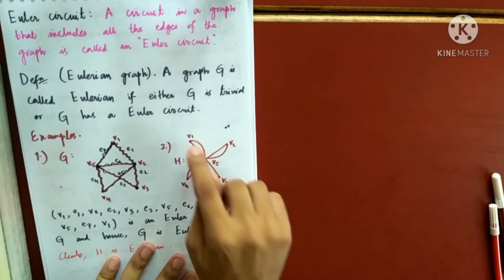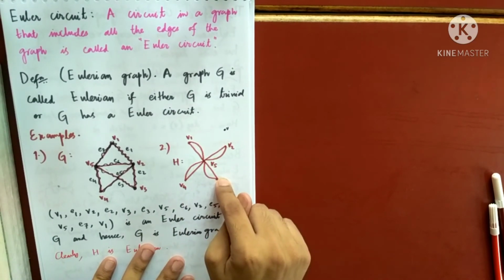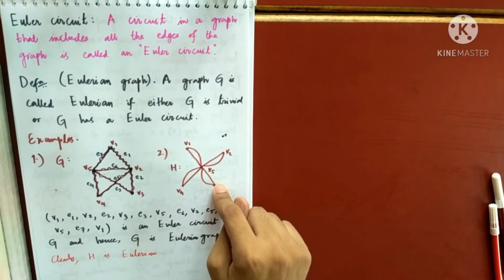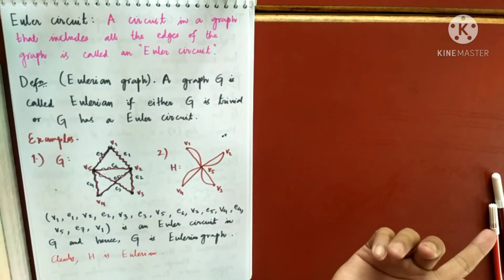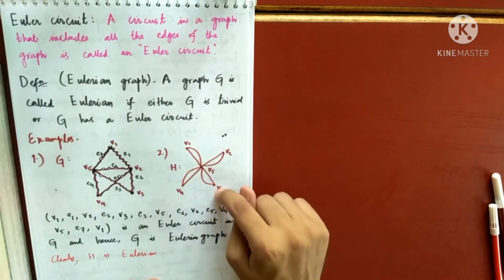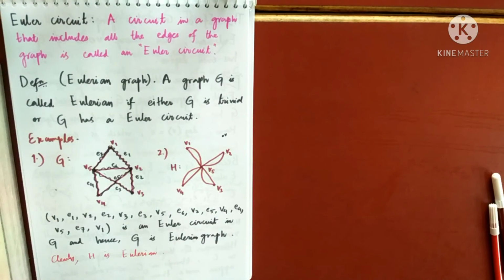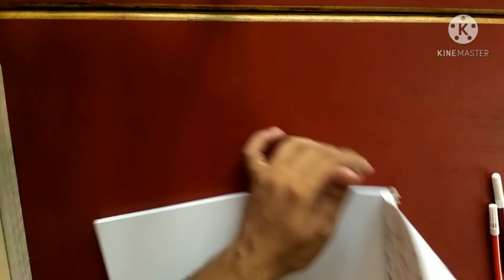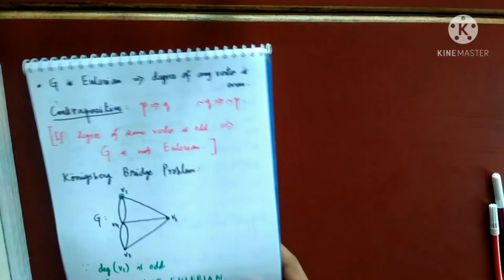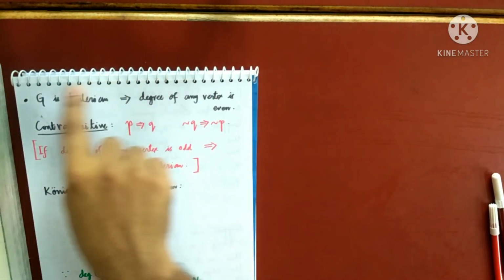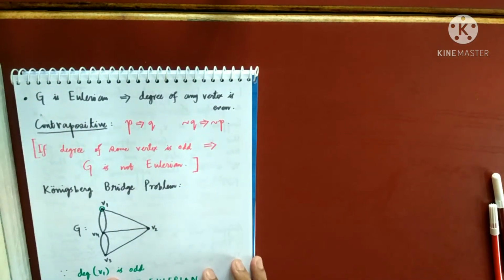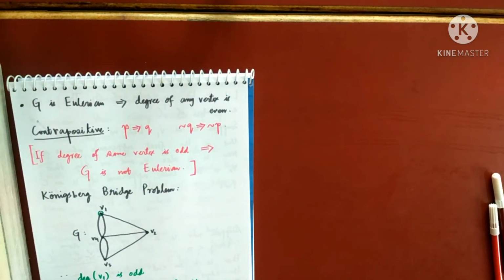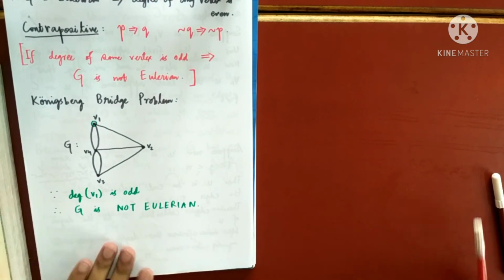What I am saying: degree of every vertex is even. Till now I did not tell you that the converse of that theorem is true. So you see the degree of every vertex is even, does that mean this will be Eulerian? The answer is no till now, because I did not talk about the converse of that theorem. Now I will tell you the converse of that theorem. The next theorem is that the converse of this theorem is also true.